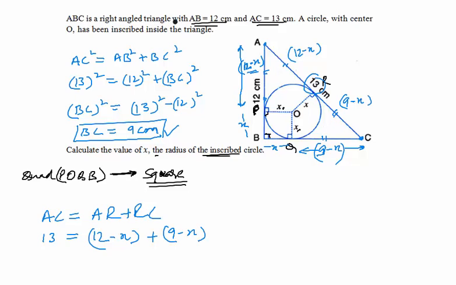So this gives us one equation in x. On solving this, we should get our answer. This will give you 2x is equal to 8, which implies that x should be equal to 4. This is your final answer. x is equal to 4 centimeters.